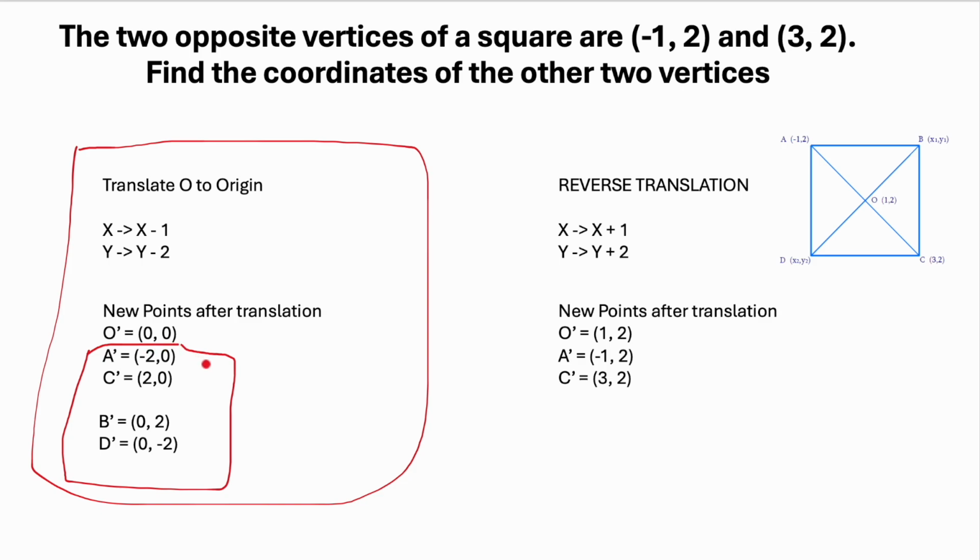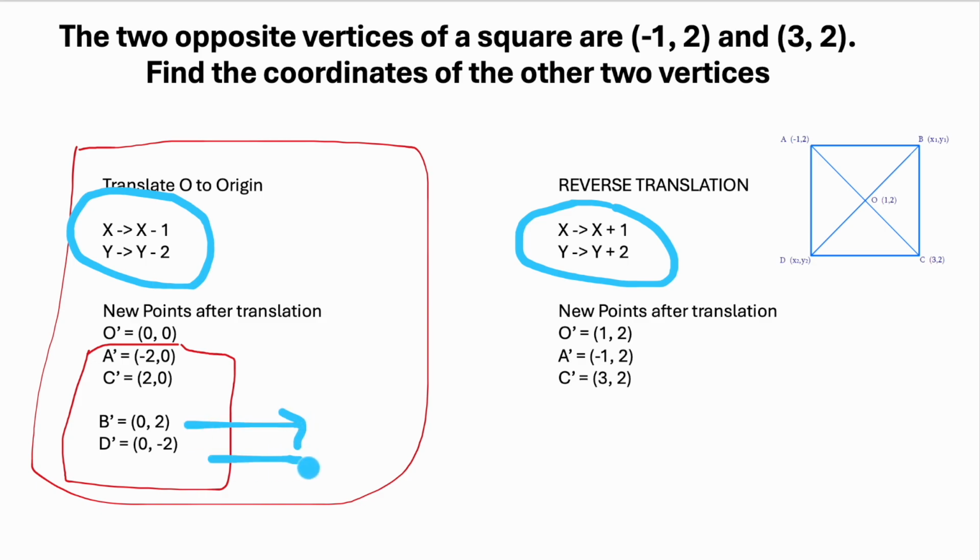Now we have to reverse the translation. For reversing the translation, whatever we had applied earlier, we have to reverse the application. So x, we had done x is x minus 1, so we have to do x is x plus 1, y is y plus 2. We are reversing. So now for B, okay, this is one point, this is the other point.